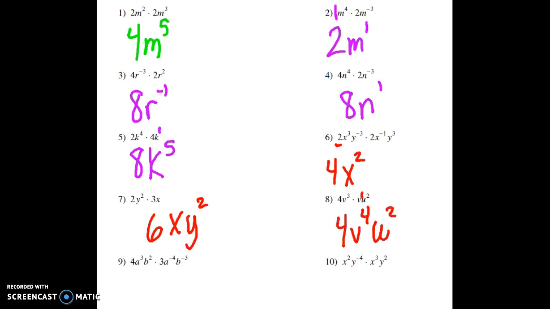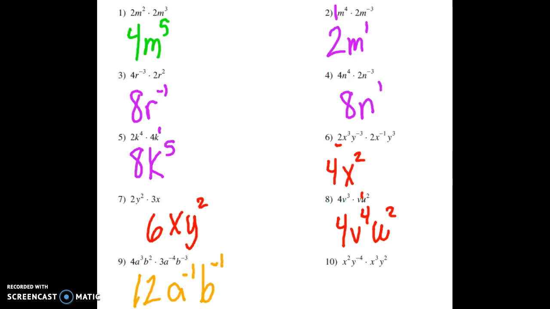And the last row, 4 times 3 is 12. Let's work with the a's. A cubed times a to the negative 4th is a to the negative 1. B squared times b to the negative 3 is b to the negative 1. Remember, just ignore that direction on the change it to positive exponents.